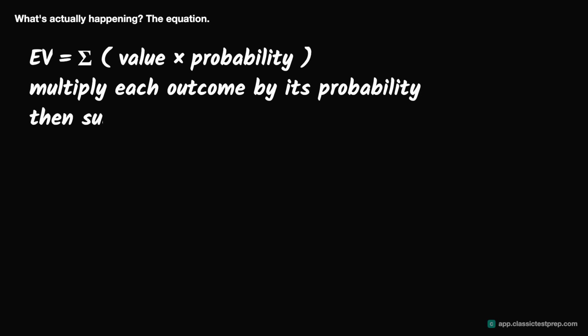If I flipped that coin 1,000 times, on average, I would expect to get $55 per toss. So I would expect to get $55,000 if I flipped this coin 1,000 times.